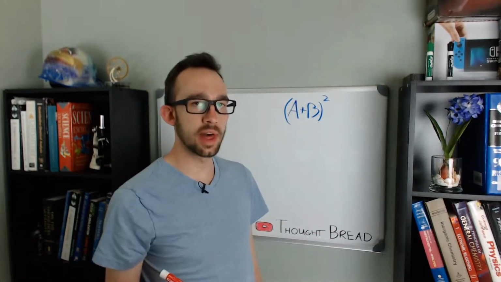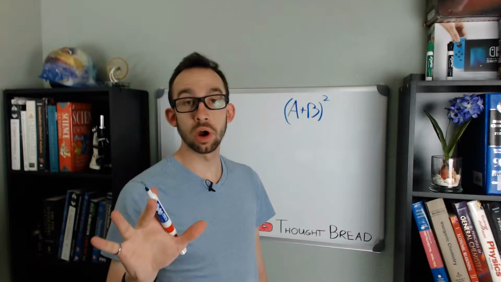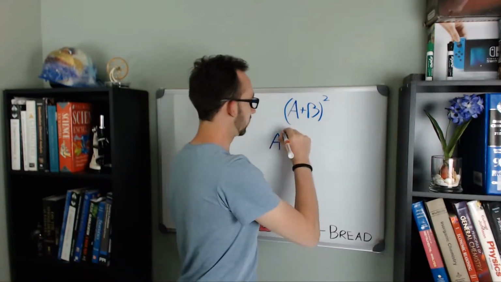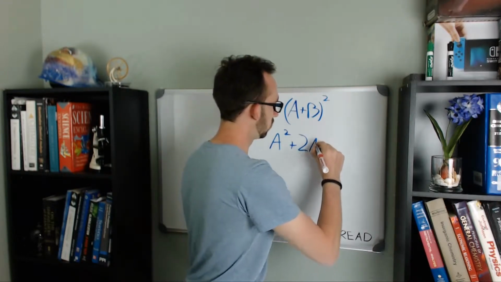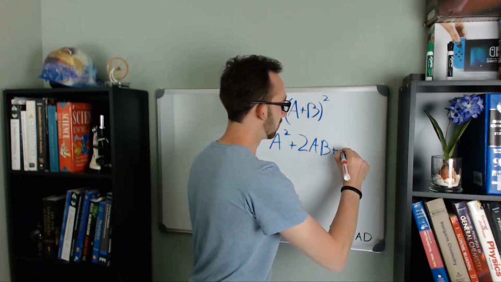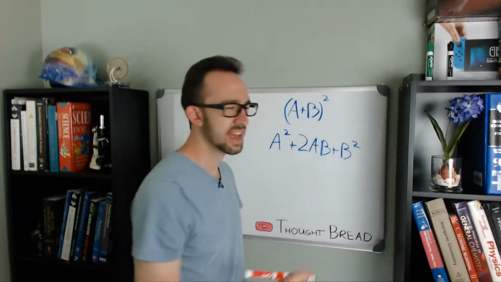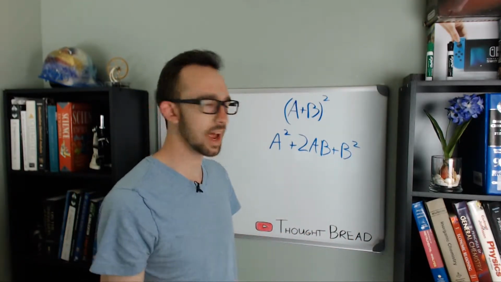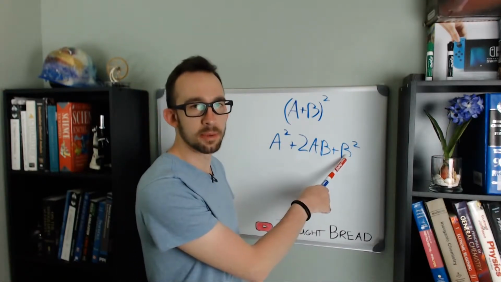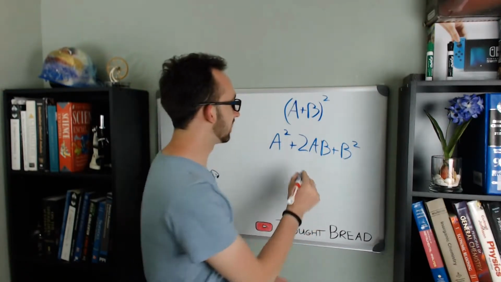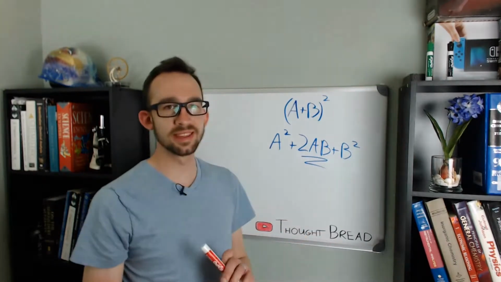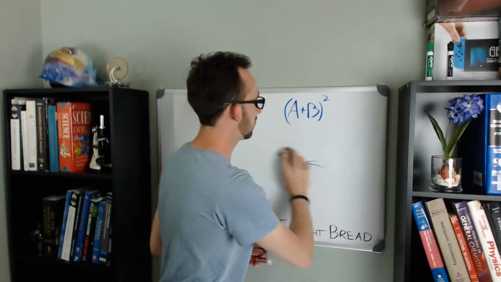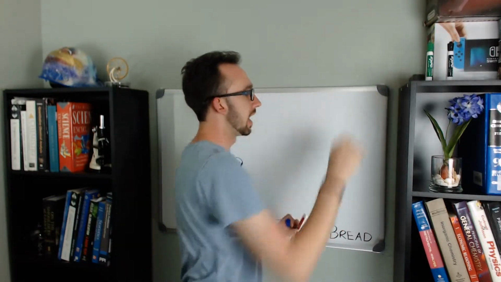How would we do that? Now, most of you already know this, or some of you probably already do. The formula for this is a squared plus 2 times a times b plus b squared. Now that seems kind of arbitrary and weird, doesn't it? I mean, the a squared makes sense and the b squared makes sense, but this middle term, this 2ab, seems kind of weird, right?